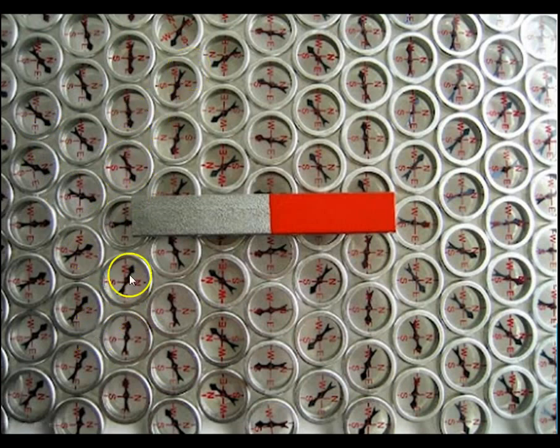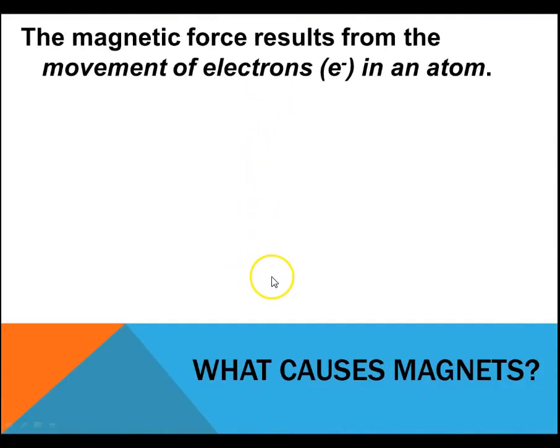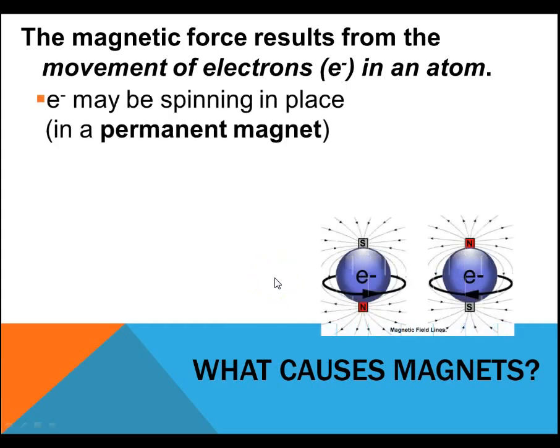You can see that on this left side here, they're all pointing toward the silver end, and over here, they're pointing away from the red end. Those are magnetic fields, magnetic waves that you can't really see, but they're still there. Well, magnetic force in all magnets that you're used to results from the movement of electrons in an atom. Those electrons might be spinning in place in a permanent magnet, something you have stuck to your refrigerator.